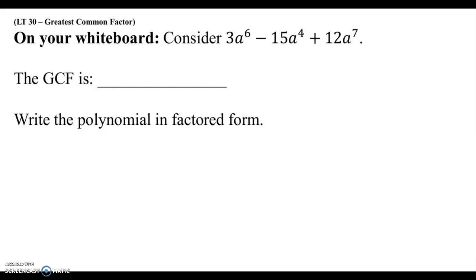Okay, so Panthers, here's a problem that's like what's on today's mastery assessment. On your whiteboard, consider the polynomial 3a to the 6th minus 15a to the 4th plus 12a to the 7th. I want you to find the greatest common factor and then write the polynomial in factored form. I'll give you a couple minutes to try it. We'll pause and we'll go for about 3 minutes. Maybe, no, I'm sorry, not 3. Let's do 2 minutes. And then we will hit play and we'll look at it together.